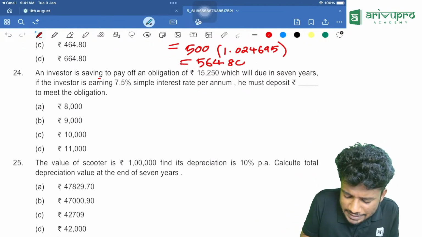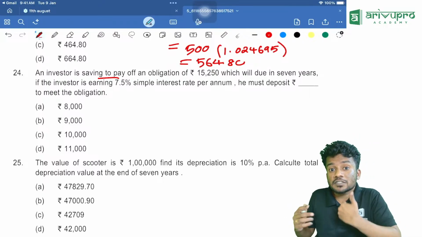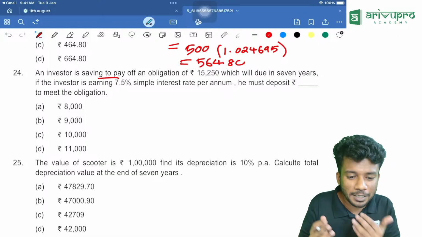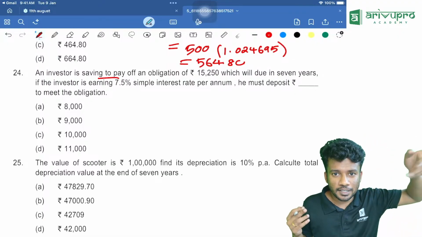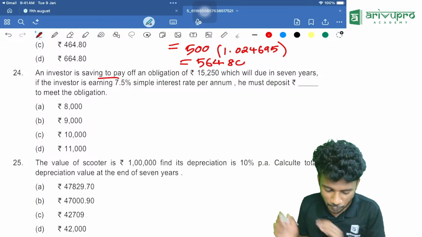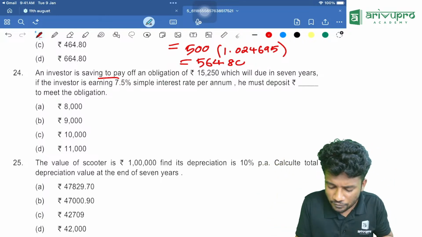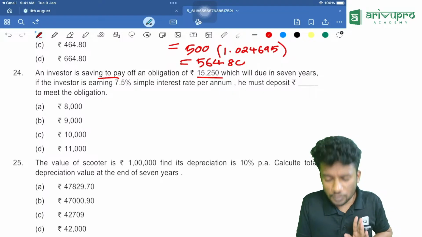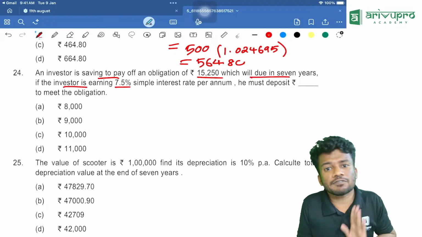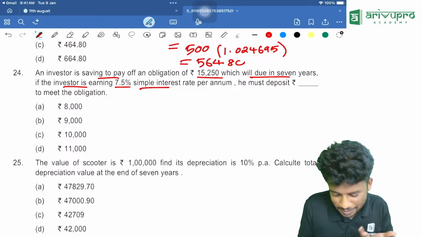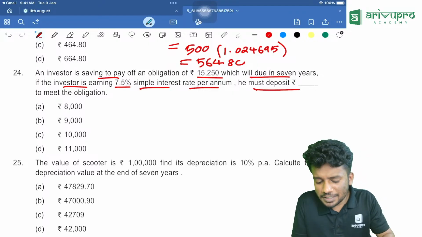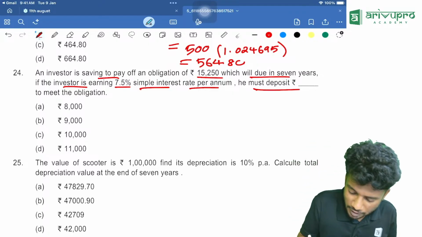An investor is saving to. Okay, saving means we are accumulating money, future value. Think in that angle always. Because many people will ask that doubt, sir, how to find present value, future value. Saving means we are accumulating future value. An investor is saving to pay off an obligation of 15,250, which will be due in 7 years. If the investor is earning 7.5% simple interest rate per annum, he must deposit how much? So we need to find how much.